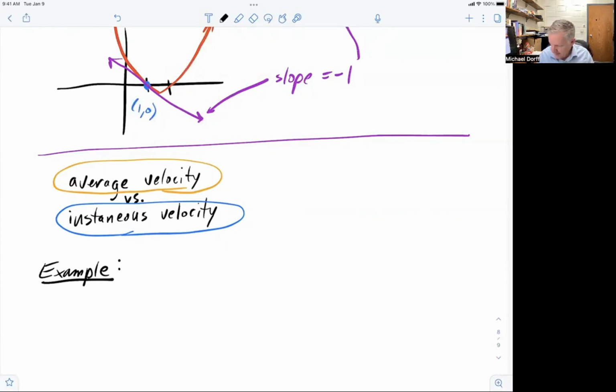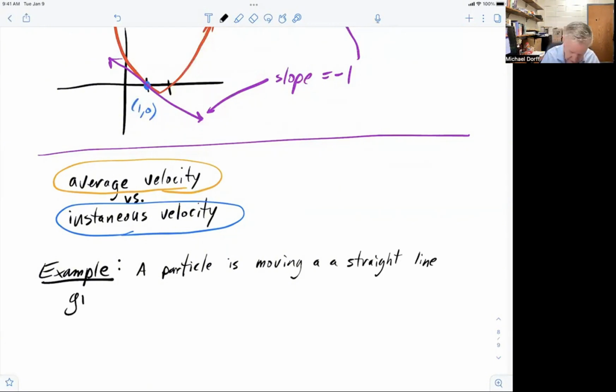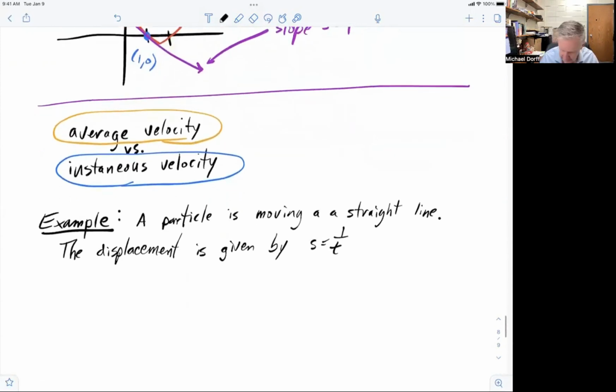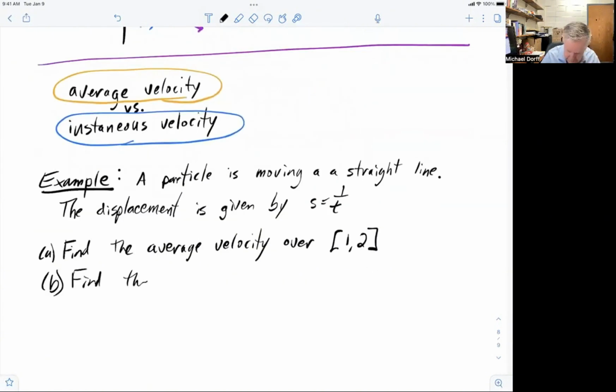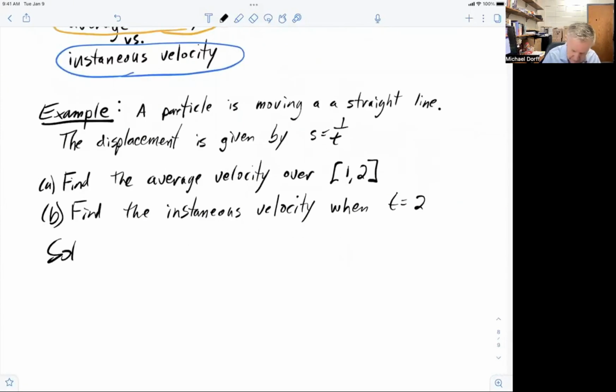All right, so let's say we have a particle moving on a straight line, and the displacement is given by the function s equals 1 over t, where t is measured in seconds. So part A, find the average velocity over the interval from 1 to 2. And part B, we're going to find the instantaneous velocity when t equals 2. So let's look at these.